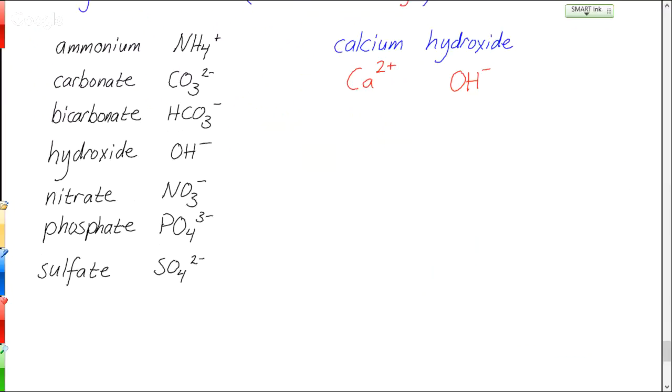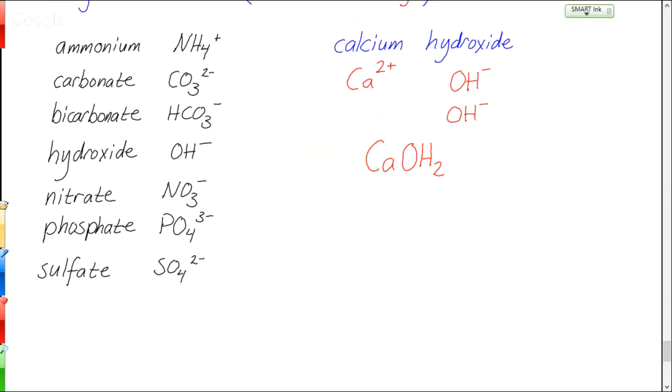Do we just stick them together, CaOH? No, what do we have to do? We need an extra hydroxide because we need as many plus as we have minus. So we need to put a second one of these here. And then when we write our formula, we have to express that there are 2 of them. So the way we do that, we can't do it exactly as we did before. We can't just put a 2 there. Why not?